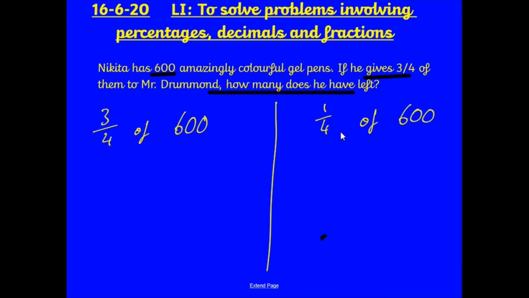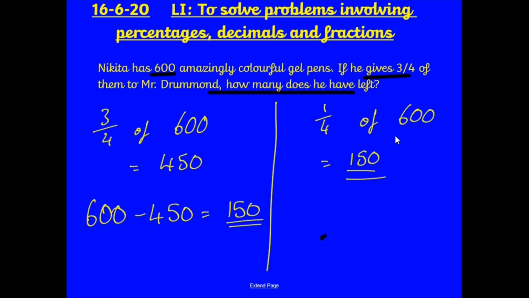If you find out 1/4, that's what Nikita's got left, it's going to equal 150. The alternative way is to work out 3/4 and then subtract that from your original amount. We've already worked out that 3/4 of 600 is 450, and then I will do the 600 that he had. He gives me, so he loses 450 of them, and that will leave him with 150. Notice how I've got a different answer on this question to this question, purely because it is asking me who has what. So just be careful when you are answering these questions that you're actually answering the question that you need to answer.